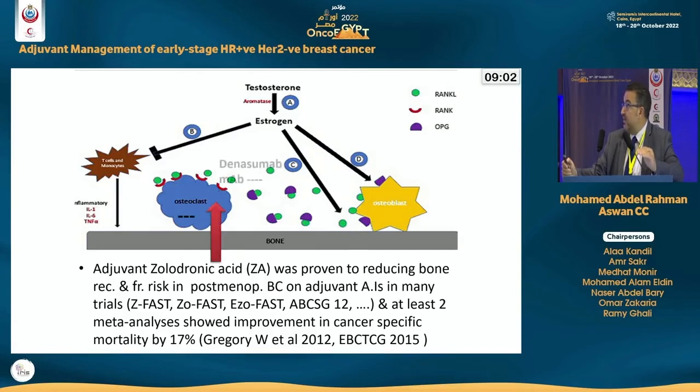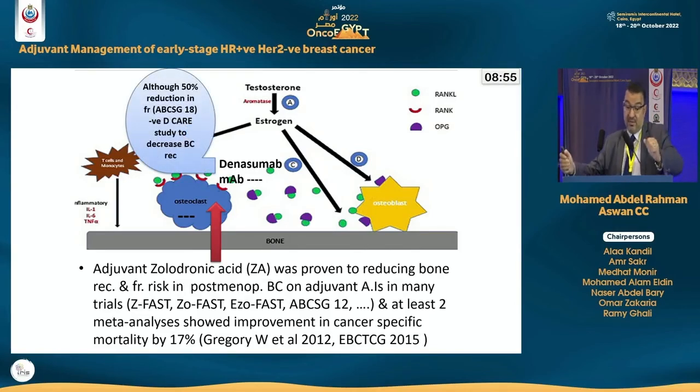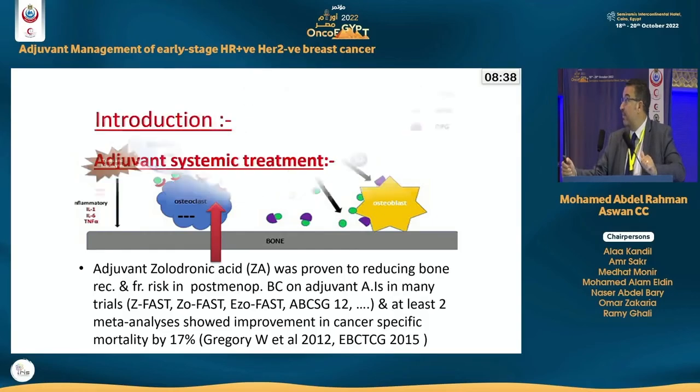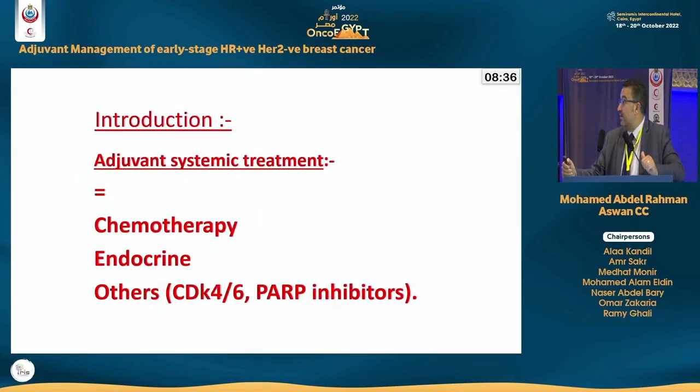Then denosumab, a monoclonal antibody against the RANK ligand, has been evaluated in 2 major trials. It reduces the risk of fracture by 50% in the Austrian trial, and it was ABCSG-18. It was the only trial dedicated to the risk of fracture rather than bone mineral density as a primary endpoint. But unfortunately, the D-CARE trial, which tried to prove its role to decrease breast cancer recurrence, was negative. This is the endocrine treatment.